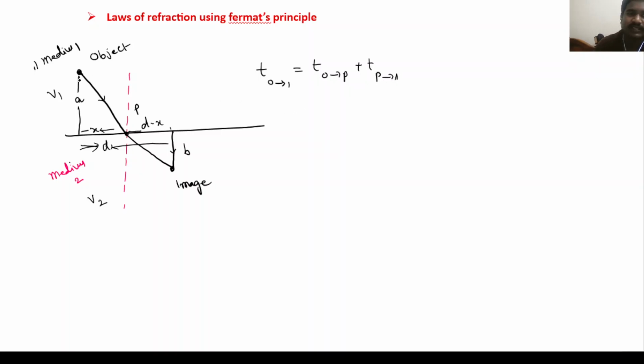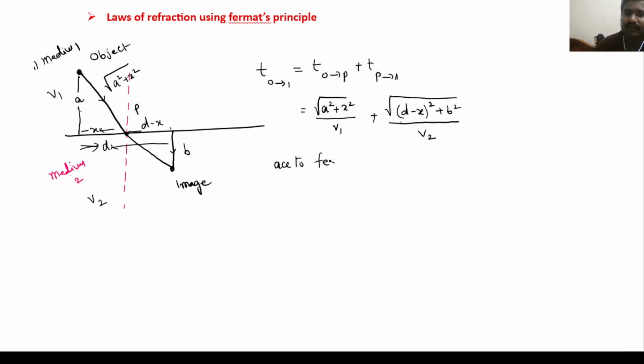Now here you can see the distance traveled by the light from the object to the point of contact. It is x and it is a. Therefore, this distance is the square root of a squared plus x squared. Distance divided by speed: so the square root of a squared plus x squared divided by the speed of light in the given medium 1, V1, plus the time taken from the point of contact to the image. Now it is d minus x and it is b. Therefore, the distance traveled by the light ray is the square root of (d minus x) whole squared plus b squared, divided by the speed of light in the given medium.